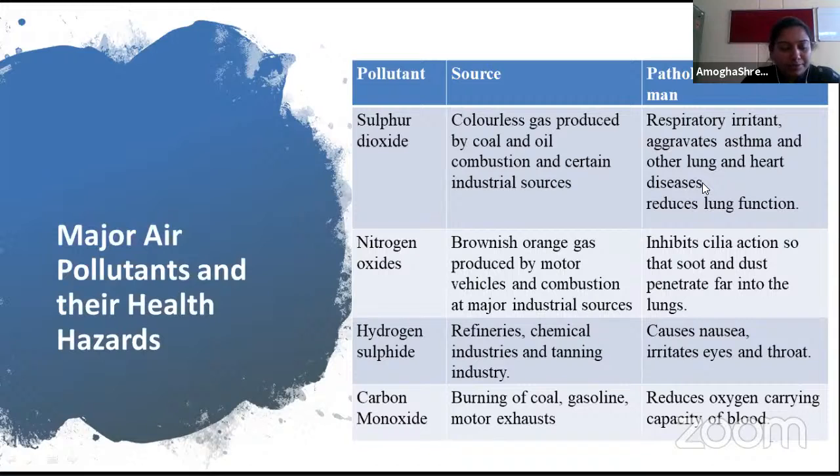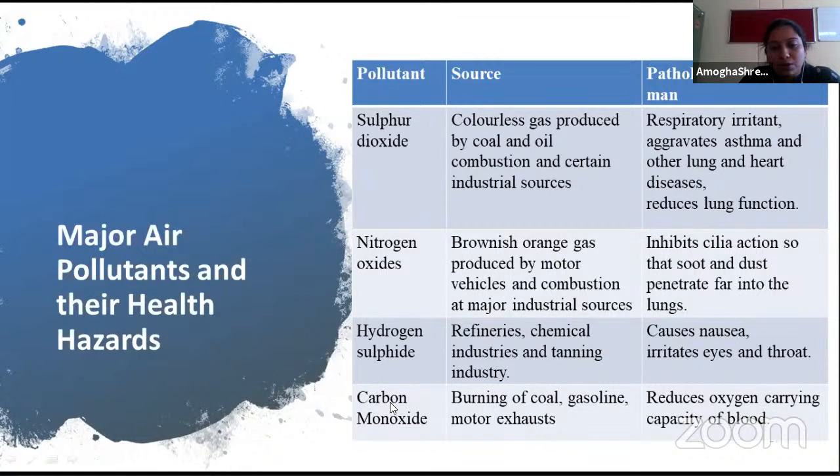Then nitrogen dioxide. Nitrogen dioxide is usually emitted in the form of nitric oxide. It is a brownish orange gas produced by motor vehicles as well as combustion at major industrial sources. It mainly inhibits cilia of the lungs so that the soot and dust will penetrate easily into the lungs. Hydrogen sulfide is formed by combustion of sulfur with oxygen or water content, and the sources are refineries, chemical industries, and tanning industries. The main effect is nausea, that is a vomiting-like sensation. This is mainly due to the pungent scent of hydrogen sulfide, and it also irritates the eyes and throat.